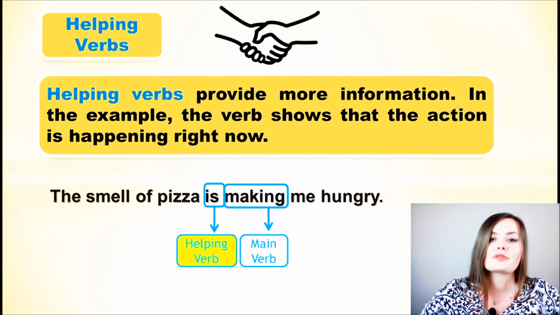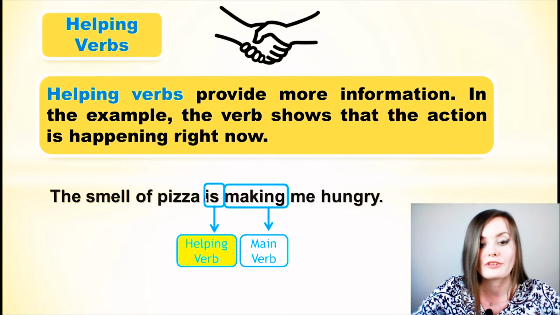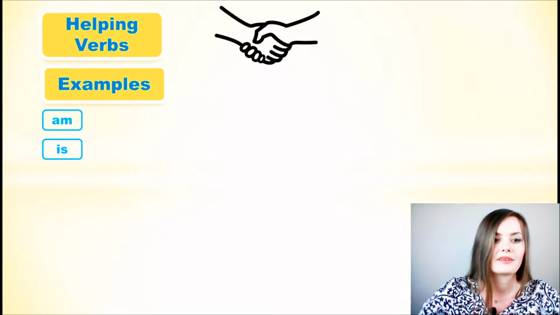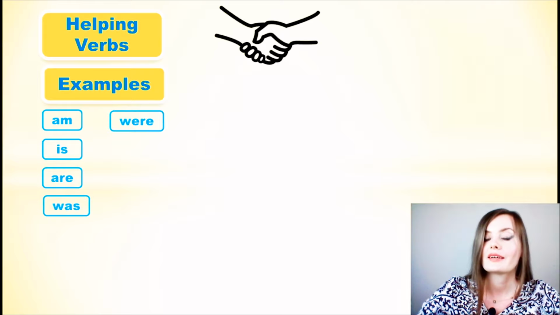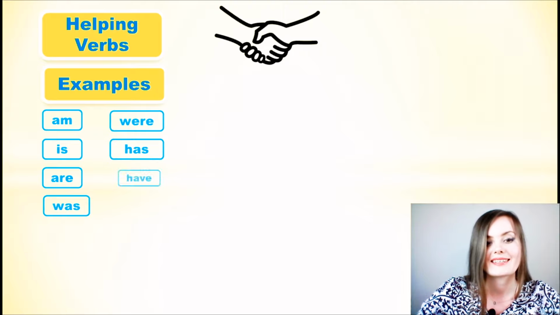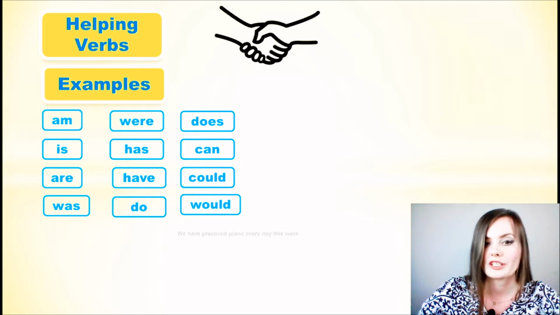Okay, helping verbs provide more information. In the example, the verb shows that the action is happening right now because of this helping verb is. These are the examples of helping verbs. Am, is, are, was, were. They're actually the same as the linking verbs. Has, have, do, does, can, could, would.